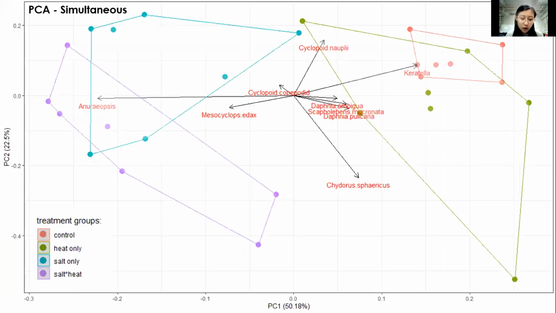For each scenario, we also conducted an indicator species analysis, which allows us to identify species that represent each community. This is a PCA plot of indicator species for the simultaneous scenario. We can see that our control group and heat treatment shared similar indicator species, while our salt and salt plus heat treatment shared similar community composition. And the salt treatment caused a significant shift in the community composition.